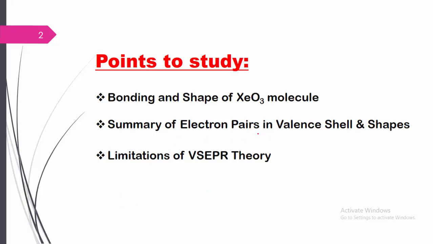We will see the summary of electron pairs in the valence shell and shapes. According to VSEPR theory, we will see the different shapes of molecules containing lone pairs as well as bond pairs, what the hybridization is, which molecules contain lone pairs of electrons, and what the shape of the molecules will be. Finally, we are going to see the limitations of VSEPR theory.